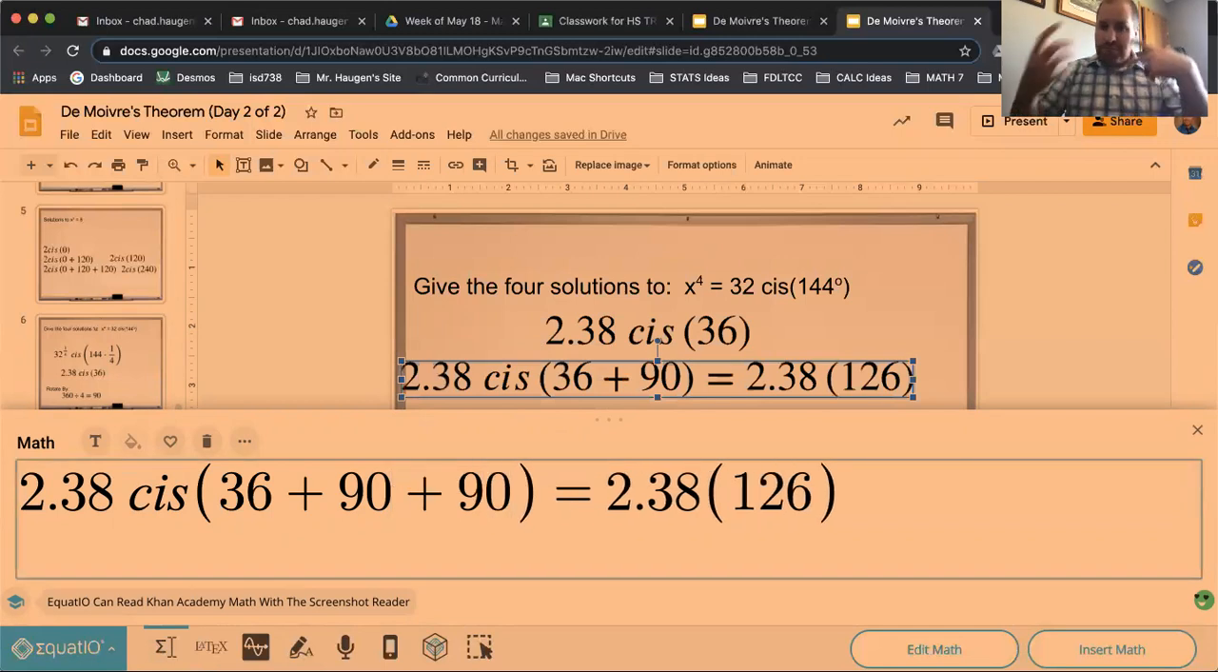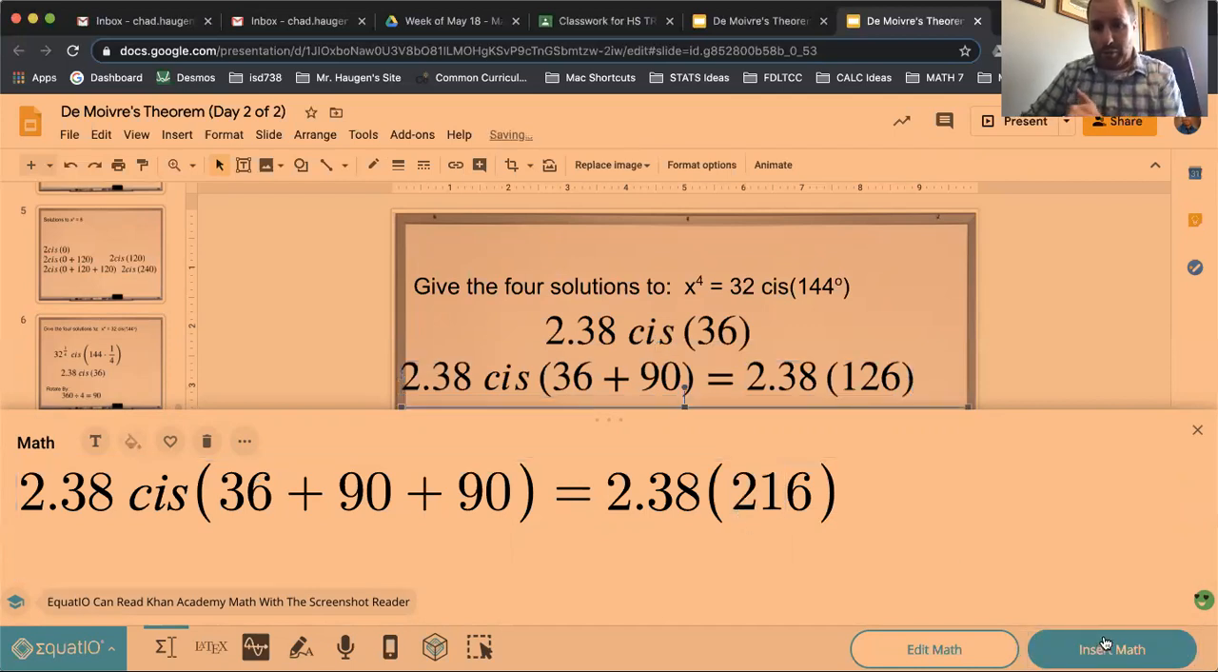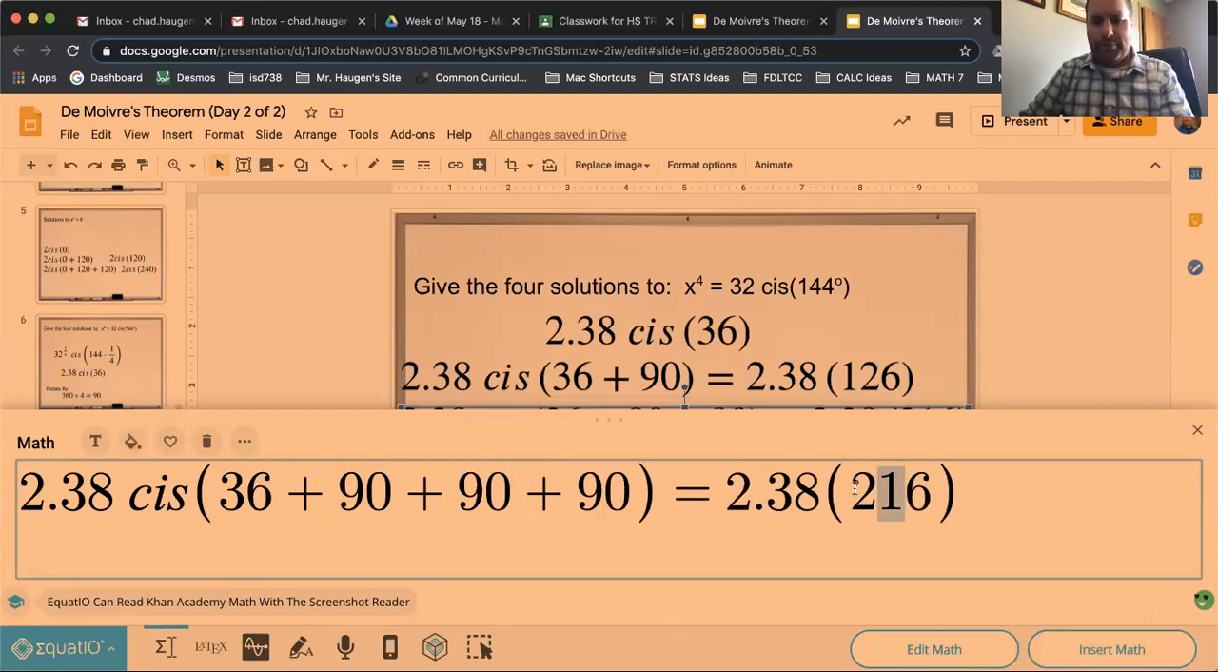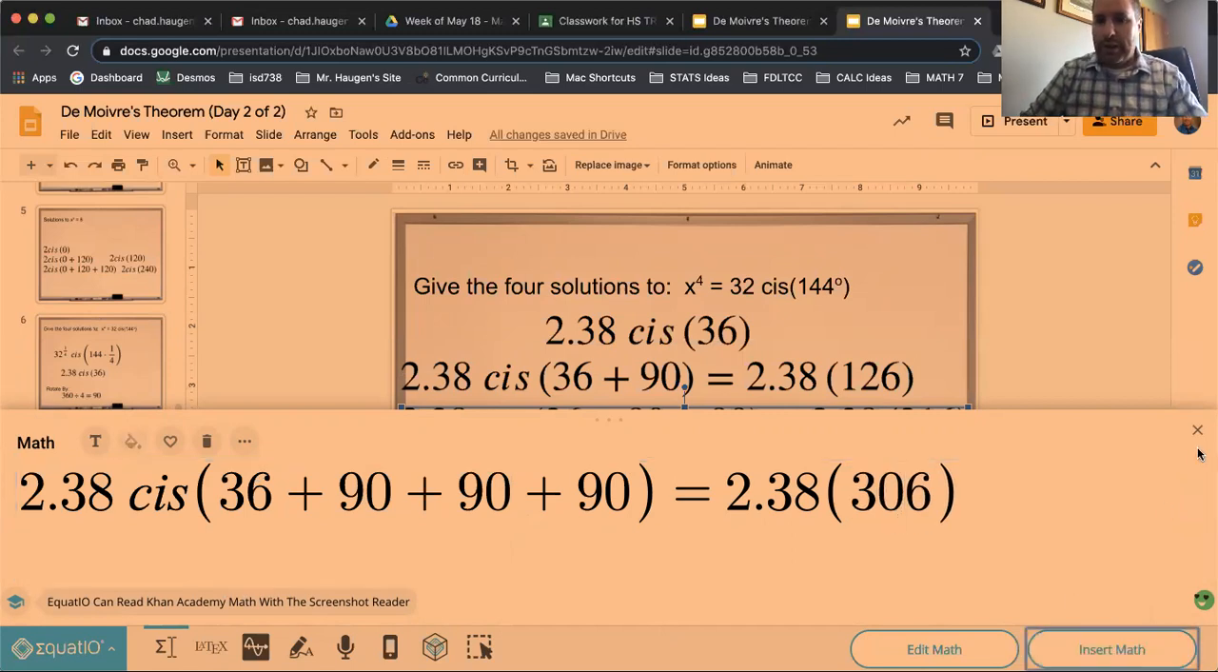Then for the third answer, we'll rotate by 90 again. So we've got to rotate by 90 more degrees, in other words, 216. And then we rotate again by another 90 degrees, and that brings us up to 306 as well. And if we did it again, we'd pop up to 396 degrees, which is the same as 36 if we reduce that by 360.